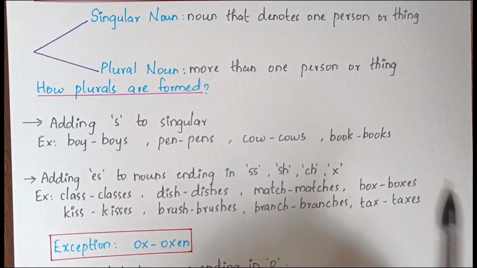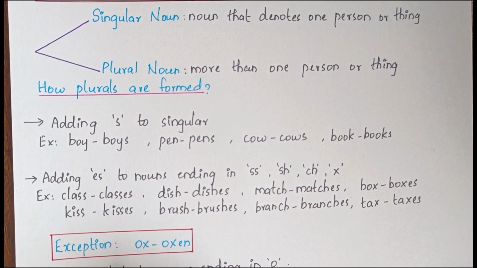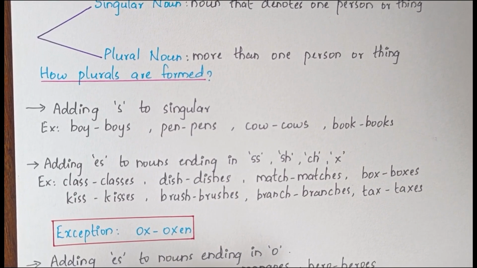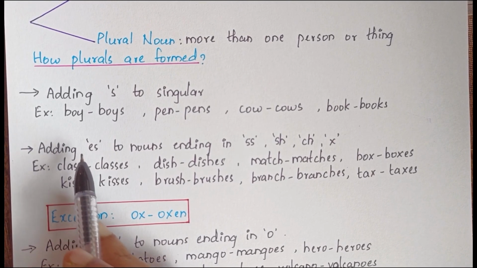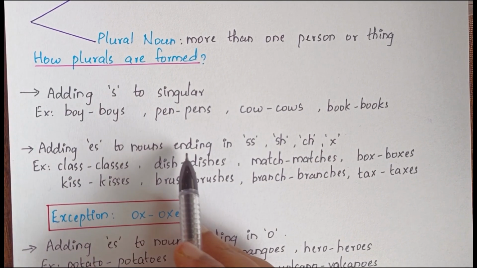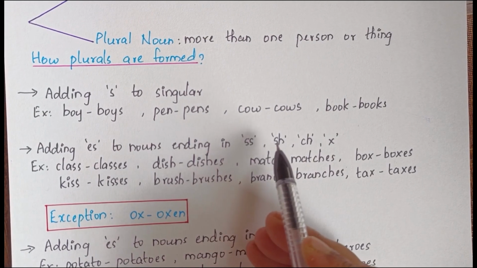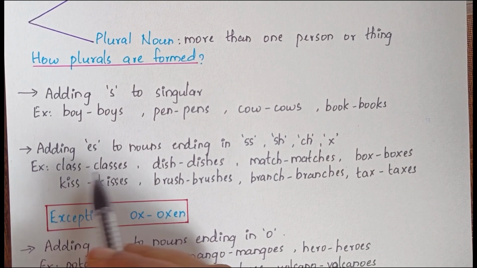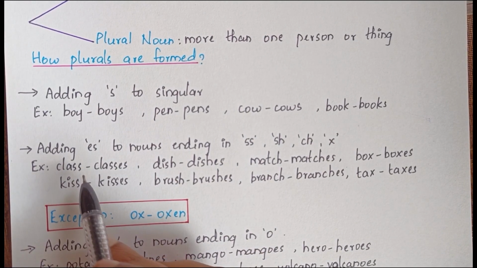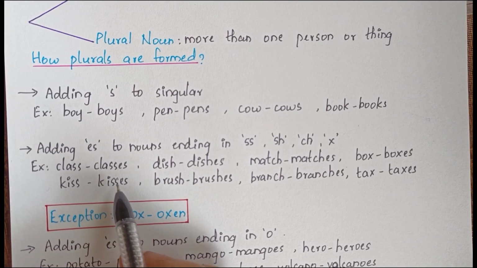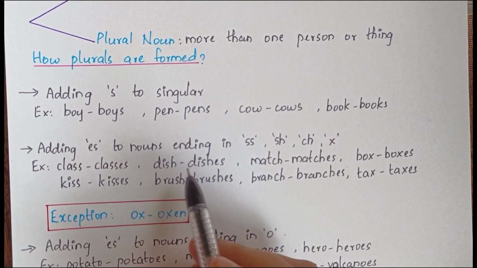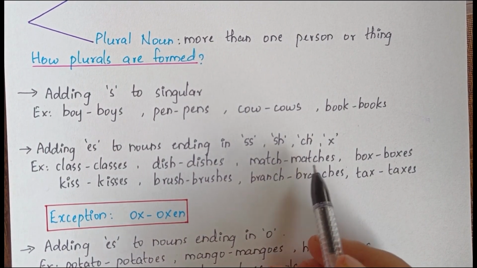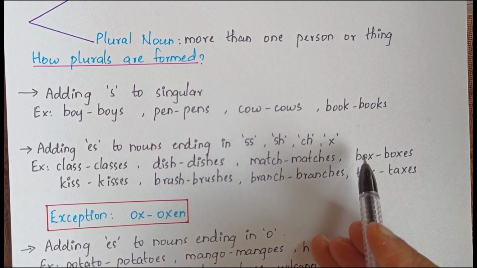Okay, but not all plural forms are formed by adding just s. There are some other cases also. Next case is by adding es to those nouns which end in either ss, sh, ch, or x. So we have examples. For example, class, classes, kiss, kisses. Ending with sh, dish, dishes, brush, brushes, match, matches, branch, branches, box, boxes, tax, taxes.